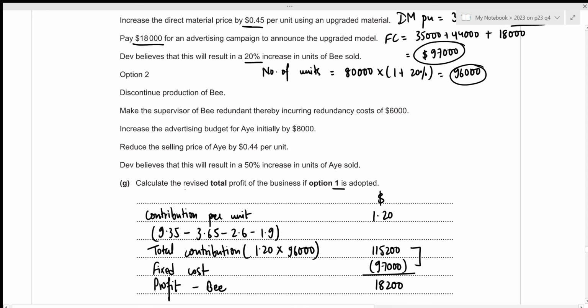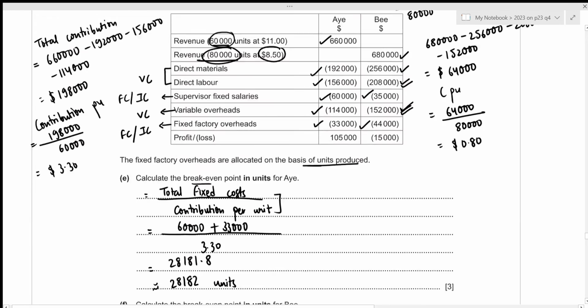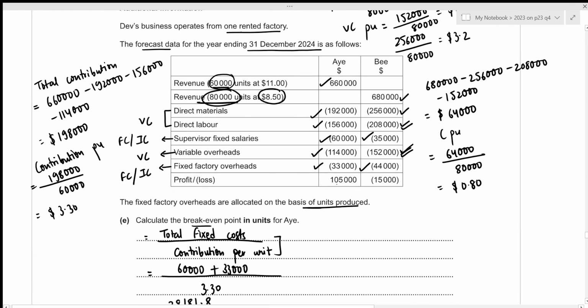And remember, we are asked to calculate the revised total profit of the business, which will include the profit of product A as well. And this will be the previous profit of 105,000.